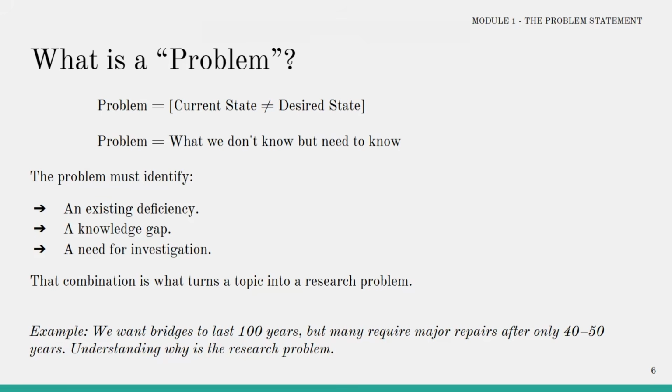For example, we want bridges to last 100 years, maybe more, but many require major repairs even after 40 or 50 years. So you can see a deficiency. And we have some knowledge, but maybe we don't have the complete understanding. Otherwise, we could build every bridge with a 100-year lifetime. So understanding why, that's the need for investigation. Understanding why, that is the research problem.